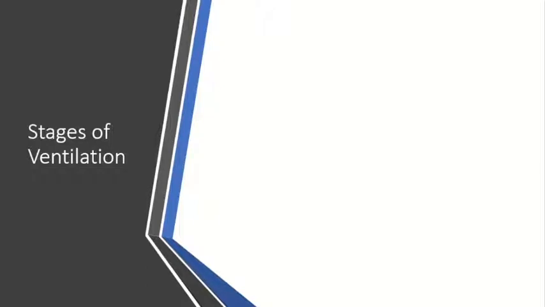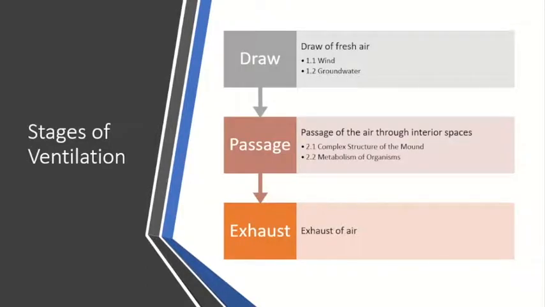So we head to the stages of ventilation, namely the three main stages: draw, passage, and exhaust. Draw means the draw of fresh air, which includes wind, and not only wind but also groundwater. Later it will be discussed. And for the passage, it's the passage of air through the interior spaces of the termite mound, which includes the complex structure of the mound and also the metabolism of the organisms, specifically the termites inside the mound. And lastly is the outlet or the exhaust of air.